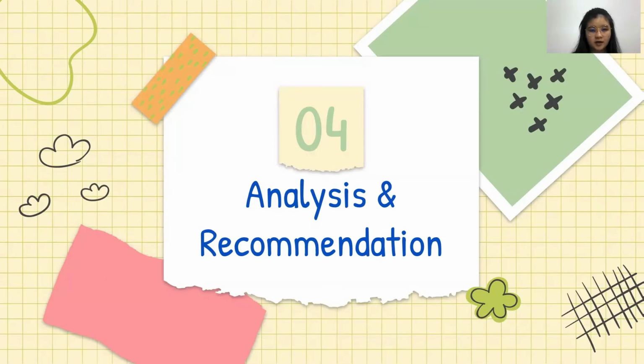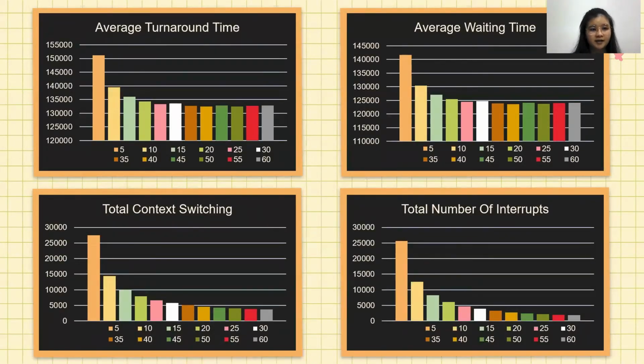For the analysis and recommendation part, we have used charts to compare the data of the average turnaround time, average waiting time, total context switching, and total number of interrupts with different quantum times. When we compare these four data, we can see that quantum time 40 has the lowest average turnaround time and the lowest average waiting time. For the total context switching and the total number of interrupts, quantum time 40 is not the lowest value, but it is considered a low number in aggregate.